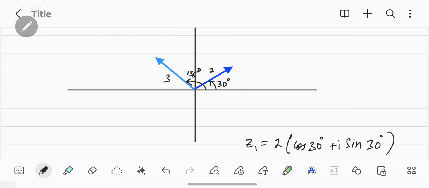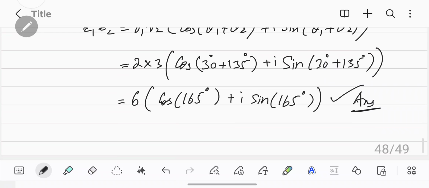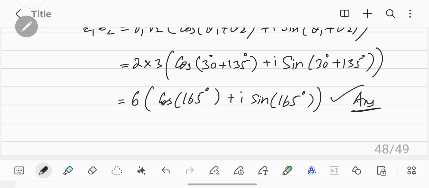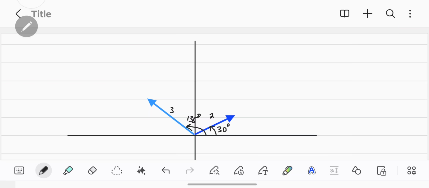Now what we have to do is multiply this vector with this vector, and after multiplication you will check that my answer is this one. That means I will get a new vector whose length is 6 and whose angle is 165. Now if I draw an angle of 165, it will be bigger than 135 but less than 180. So this angle will be somewhere here. So your new vector will be here.